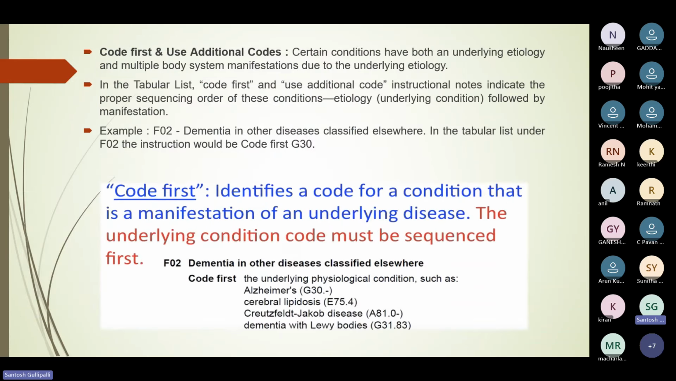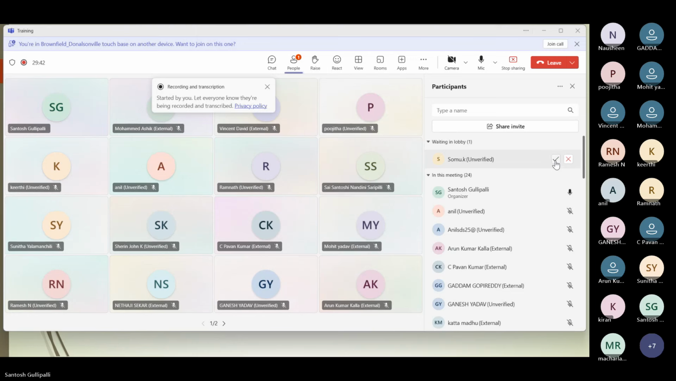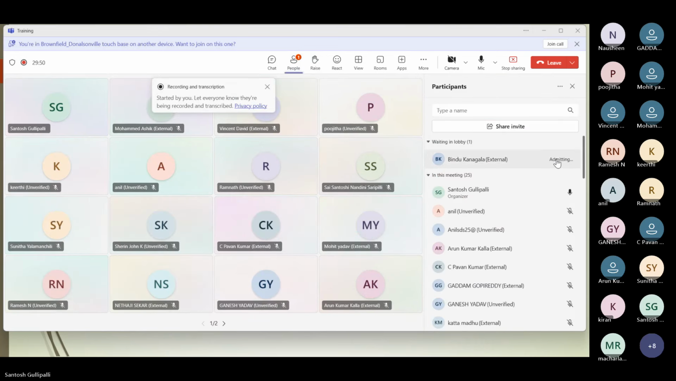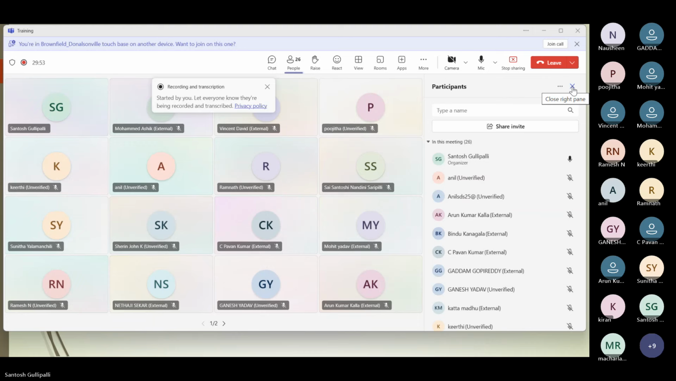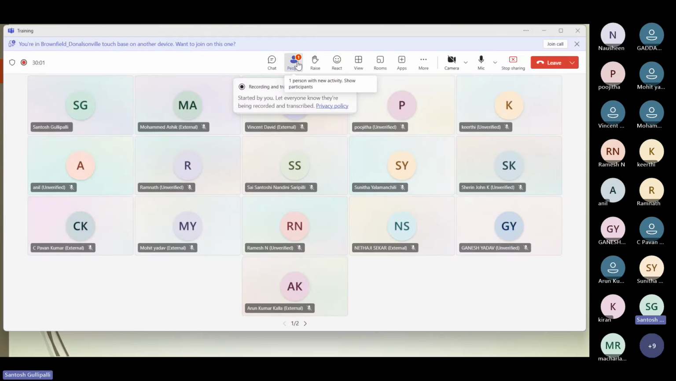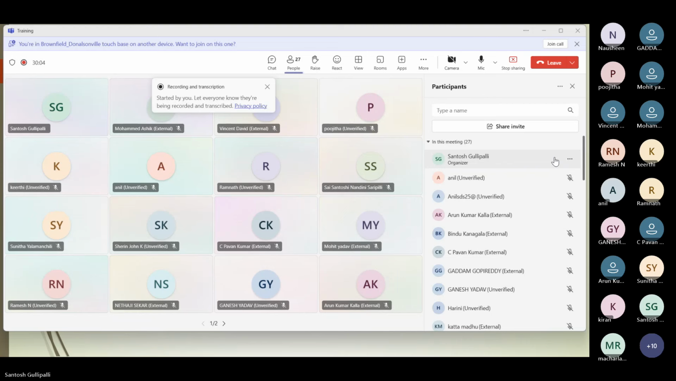So the next one is code first and use additional code. Certain conditions have both an underlying etiology and multiple body system manifestations due to the underlying etiology. So I will tell you one example.